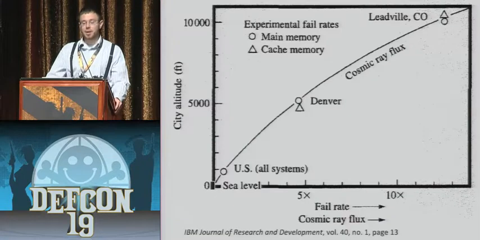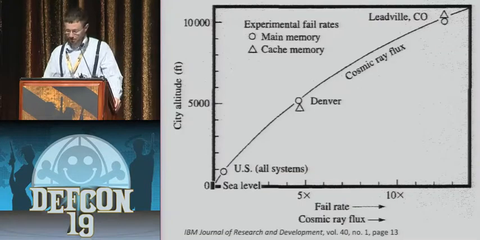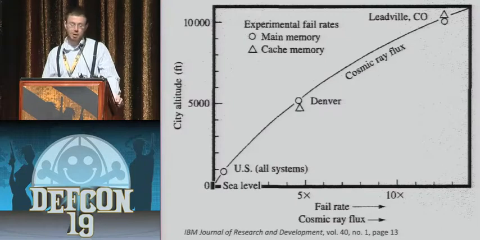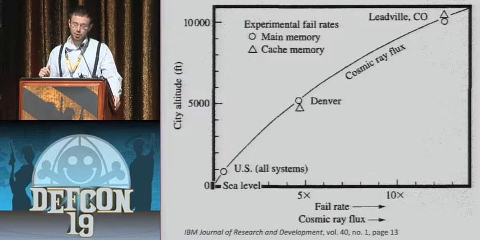This is a graph taken directly from the IBM Journal of Research and Development, volume 40, number 1, page 13, for those who are interested. And what it's plotting here is altitude versus cosmic ray flux, which go hand in hand. The higher up you go, the more cosmic rays there are, since there is less atmosphere. And if you notice these circles and the triangles, those are actual experimentally observed errors in cache and main memory. If you notice, they align exactly with the prediction for the cosmic ray flux.